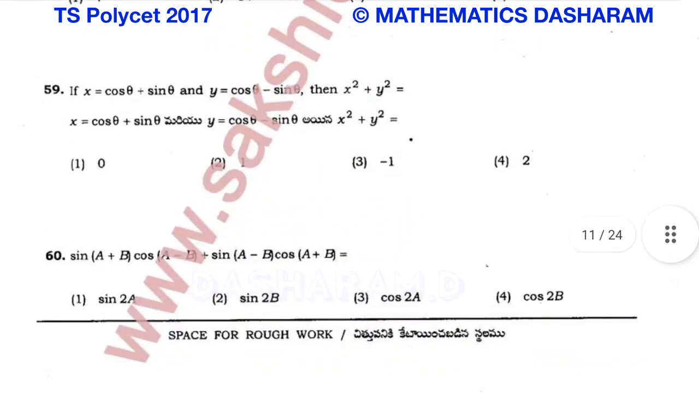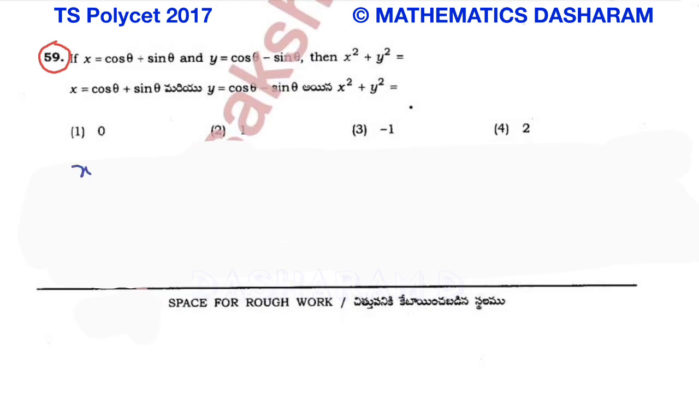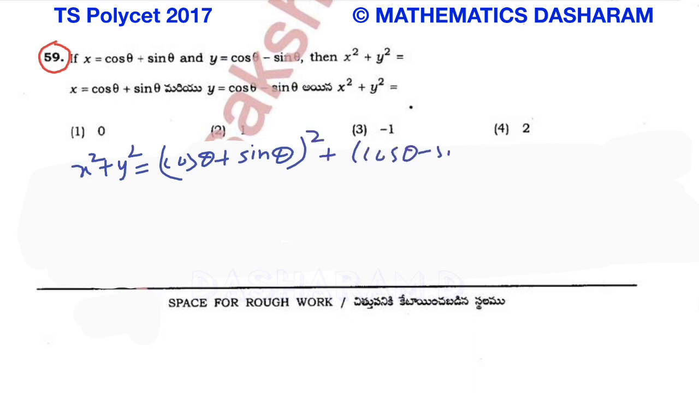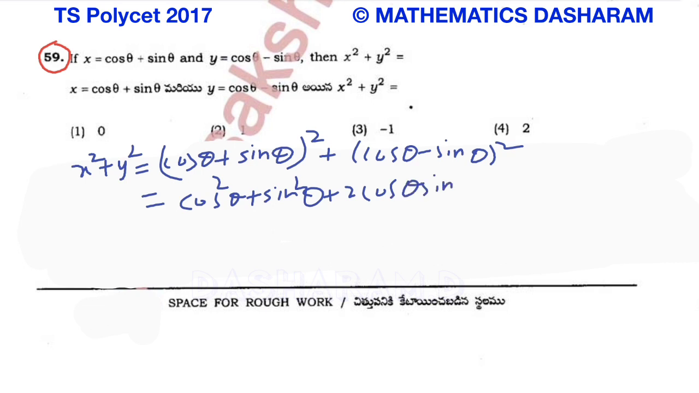Next, the 59th question. If x equals cos theta plus sin theta, y equals cos theta minus sin theta, then what is x square plus y square? So x square plus y square equals, x value is cos theta plus sin theta, whole square. Next, y square, cos theta minus sin theta whole square. Here apply the a plus b whole square formula. So a square plus b square plus 2ab, 2 cos theta into sin theta.